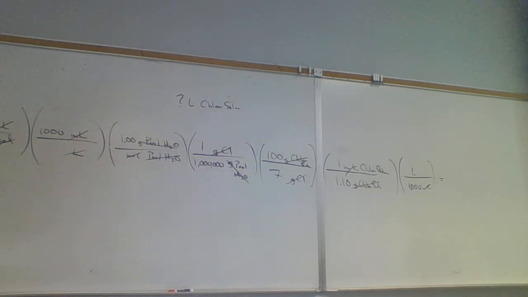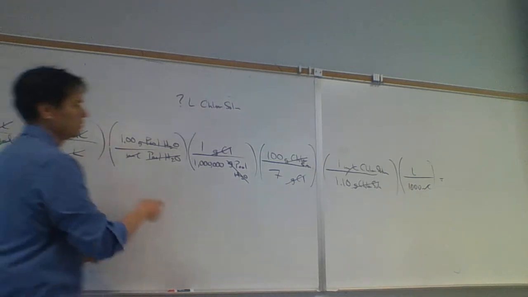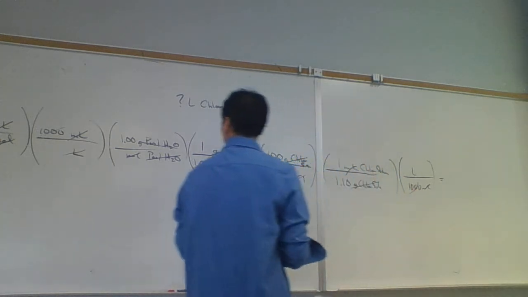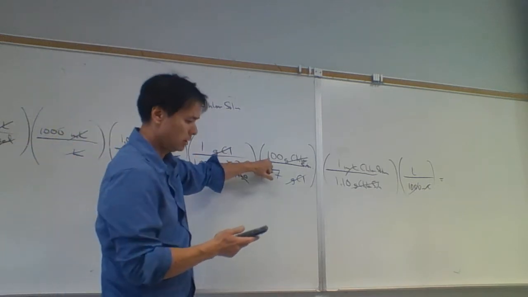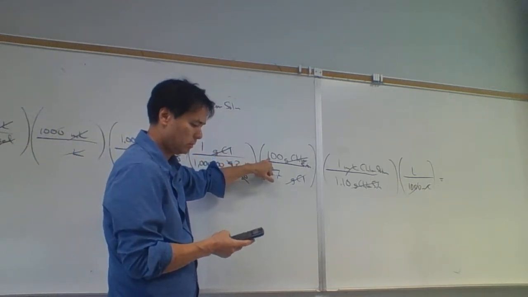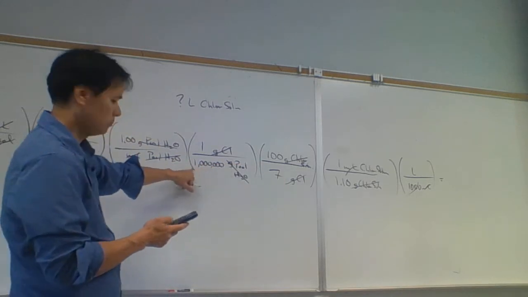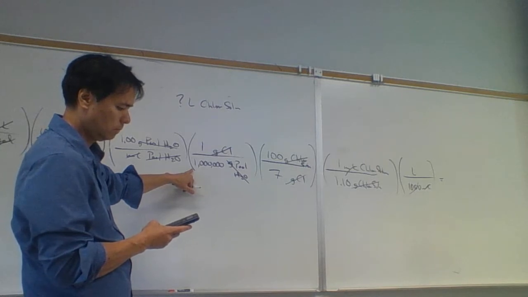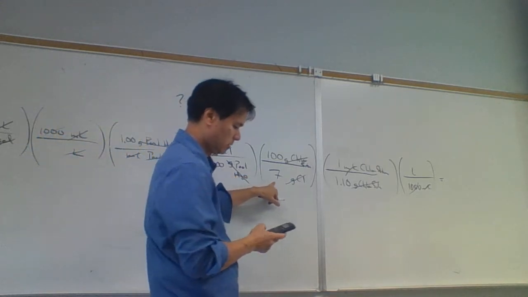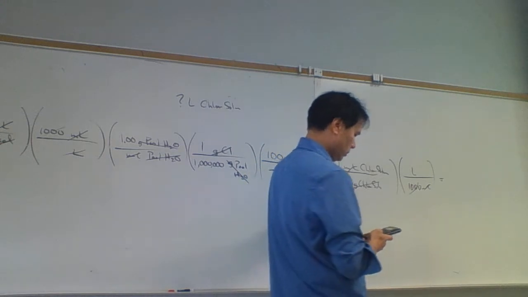So I would do 18,000 times 3.785 times 1,000. Actually, times 1,000 divided by 1,000. I can just cancel that. Times 100 here. Just do times 100. Divided by 1 million. Divided by 7, divided by 1.1.